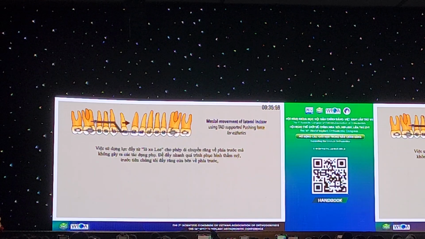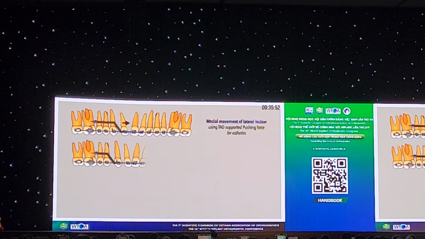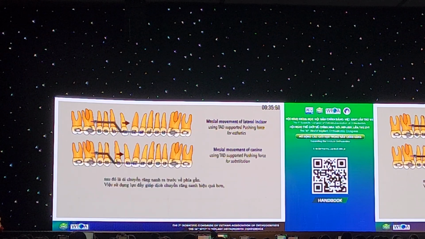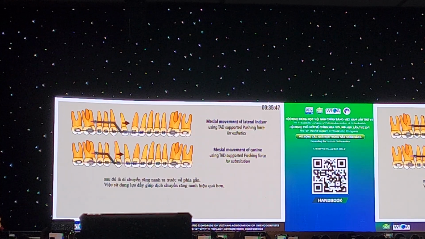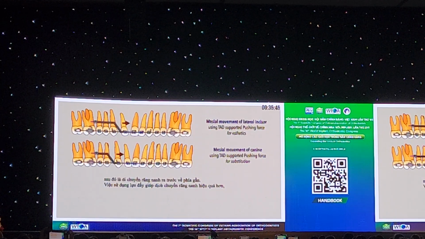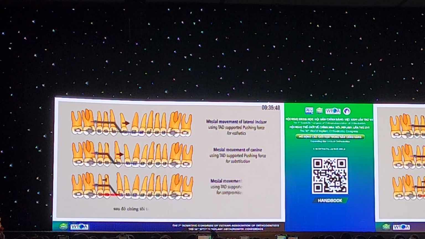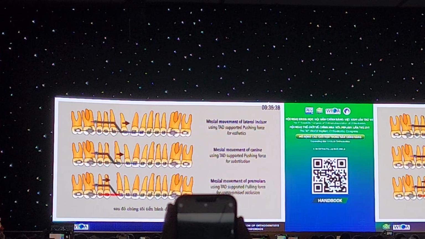To expedite aesthetic restoration, we first push the lateral incisor forward, followed by major advancement of the canine. The use of pushing force facilitates more effective forward movement of the canine. After which we advance the remaining teeth.